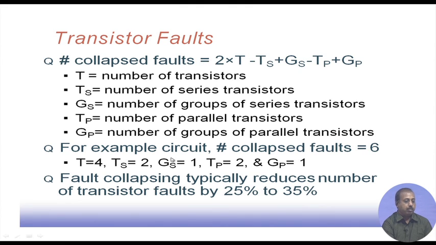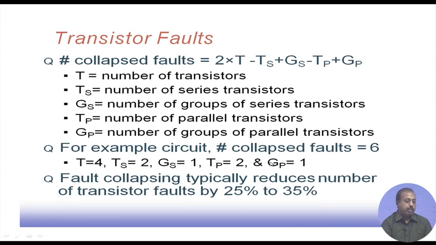So, for this particular circuit that we are considering, we have 4 transistors. The number of series transistors, TS, is 2. GS, the number of groups of series transistors, is 1. TP, the number of parallel transistors, is again 2, and GP, the number of groups of parallel transistors, is equal to 1. If you put these into this formula, it turns out to be 6. So, there are 6 non-equivalent faults that we need to consider.